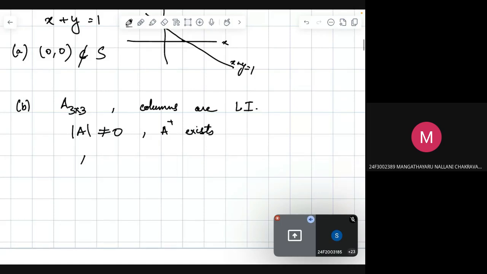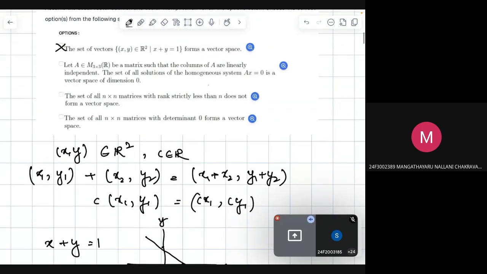So Ax is equal to 0. What does it mean? It means that we have an invertible matrix and we are looking at the set of all solutions of the system Ax equal to 0. The set of all solutions of the system Ax equal to 0 means the null space of A, right? And what are we saying? We are saying that the null space of A is a vector space of dimension 0.